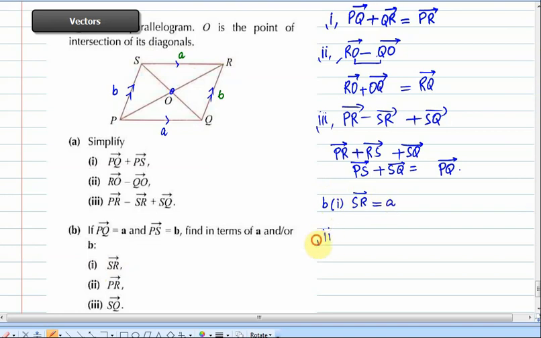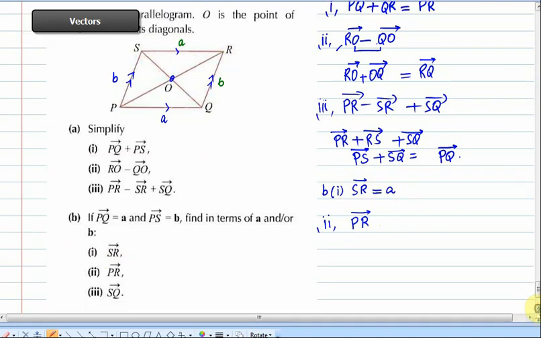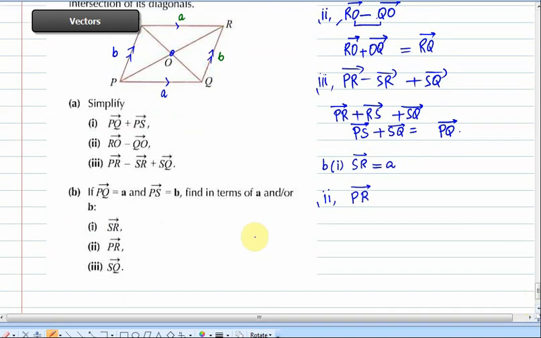For the second part, PR. Now you need to do it first by yourself and then I will explain. You need to find the vector PR in terms of A and B. You have 30 seconds. Start. So the concept is the same. I need to go from P to R, but I cannot move directly. So first I will go from P to Q, that means I traveled A, and then from Q to R, that means B. The vector PR is A plus B.